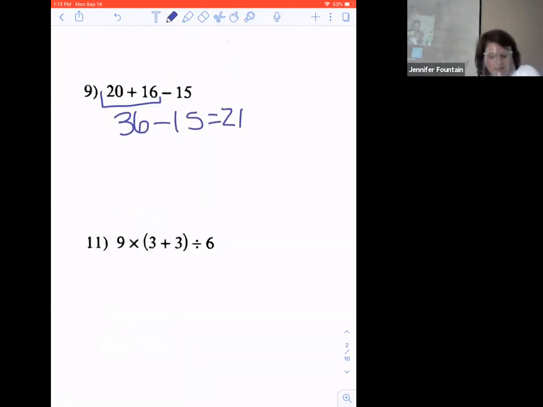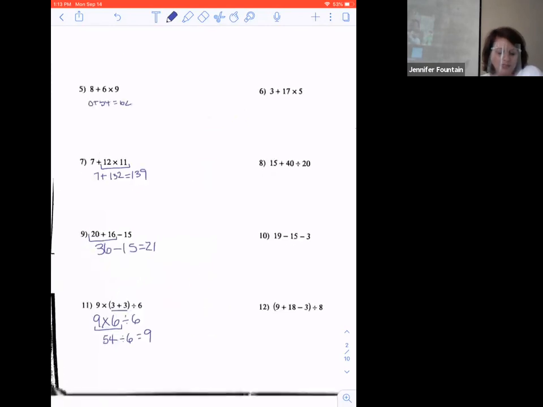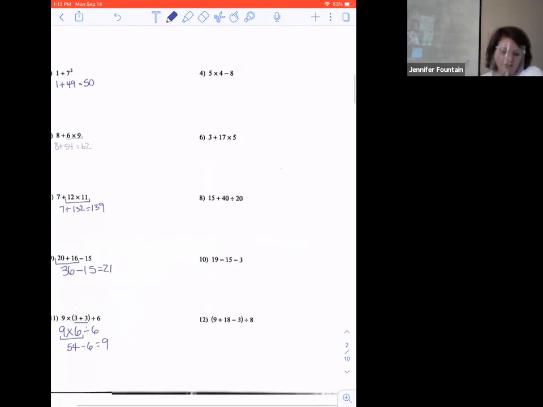Number 11. 9 times 3 plus 3 divided by 6. Parentheses first. So I've got to start with 3 plus 3. So I have 9 times 6, and then divided by 6. I have multiplication and division in the same problem. What do I need to do? Left to right. So that means I'm going to multiply first. 9 times 6 is 54, but then I divide 54 by 6, and what do I get? 9. Good.